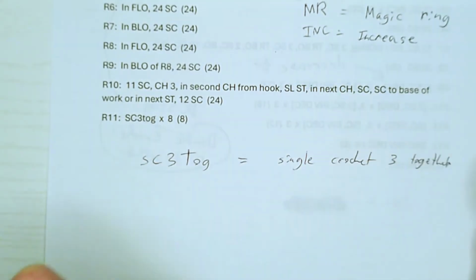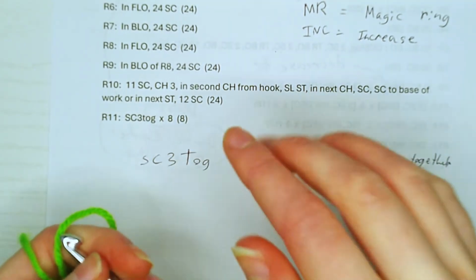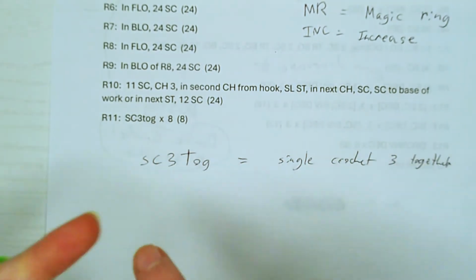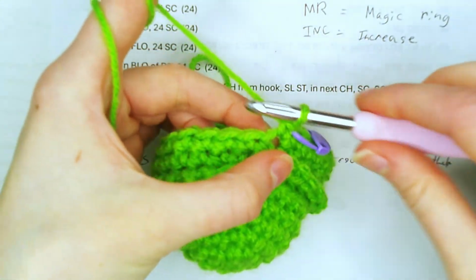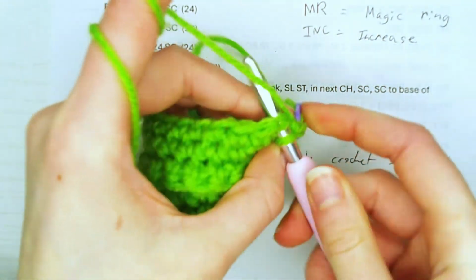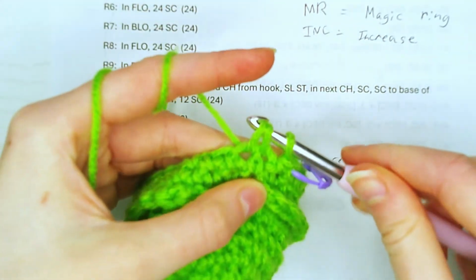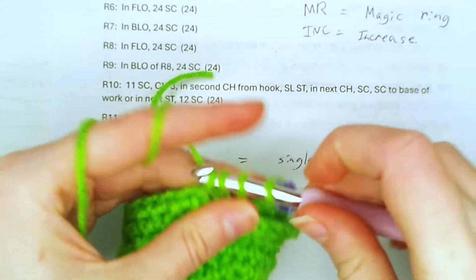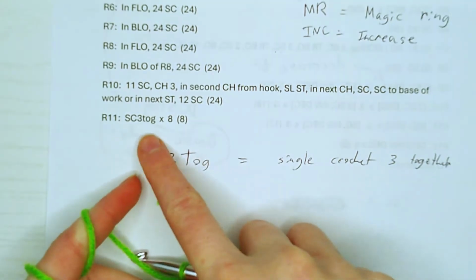It's sort of like a 3 stitch decrease, and it is entirely different from a double crochet 3 together, or a double crochet 5 together, so do not get these mixed up. This is a single crochet 3 together, and it's basically just a decrease. So I'll show you how to do that. We're just going to insert our hook into the next stitch, grab yarn, insert our hook into the next stitch, grab yarn, insert our hook into the next stitch, grab yarn. So you see I have yarn grabbed out from 3 stitches, and then I just pull all the way through like that. So we are going to do that 8 times.